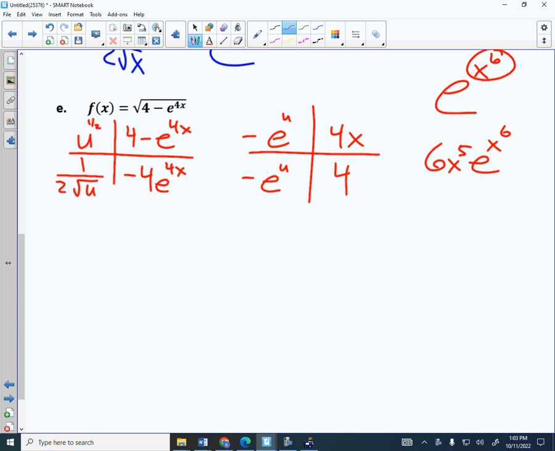Look at what happened here. Okay, you had negative e to the 4x. What's the derivative of 4x? 4. So it just drops in front. So if I have e to the sine of x, what's the derivative of sine? So it's going to be cosine of x, e to the sine of x. Yep, that's all that happens.